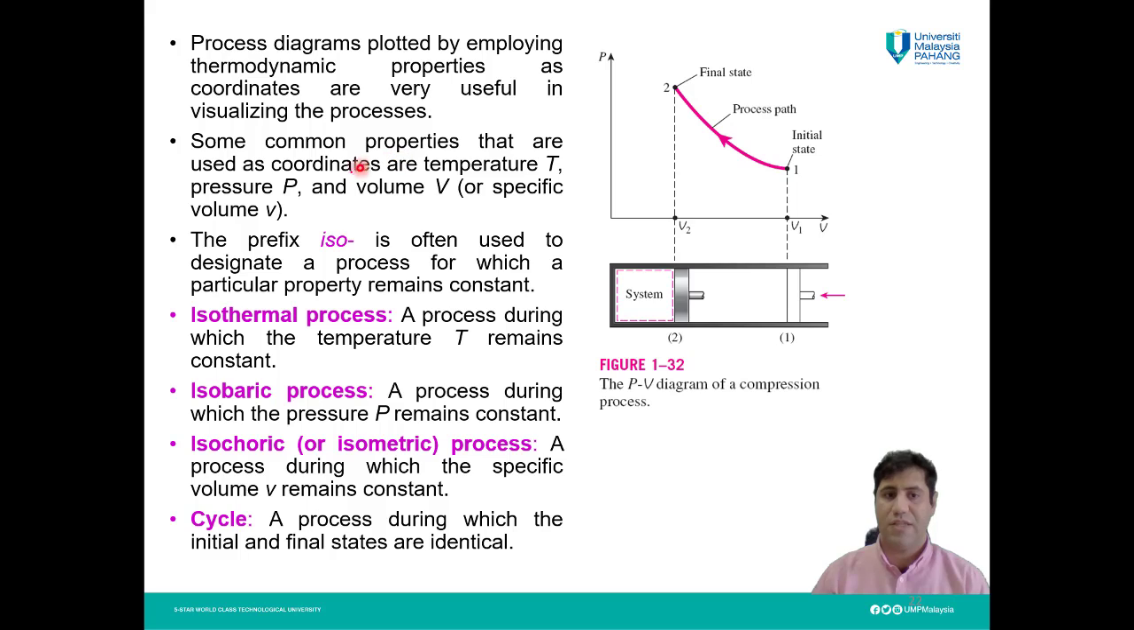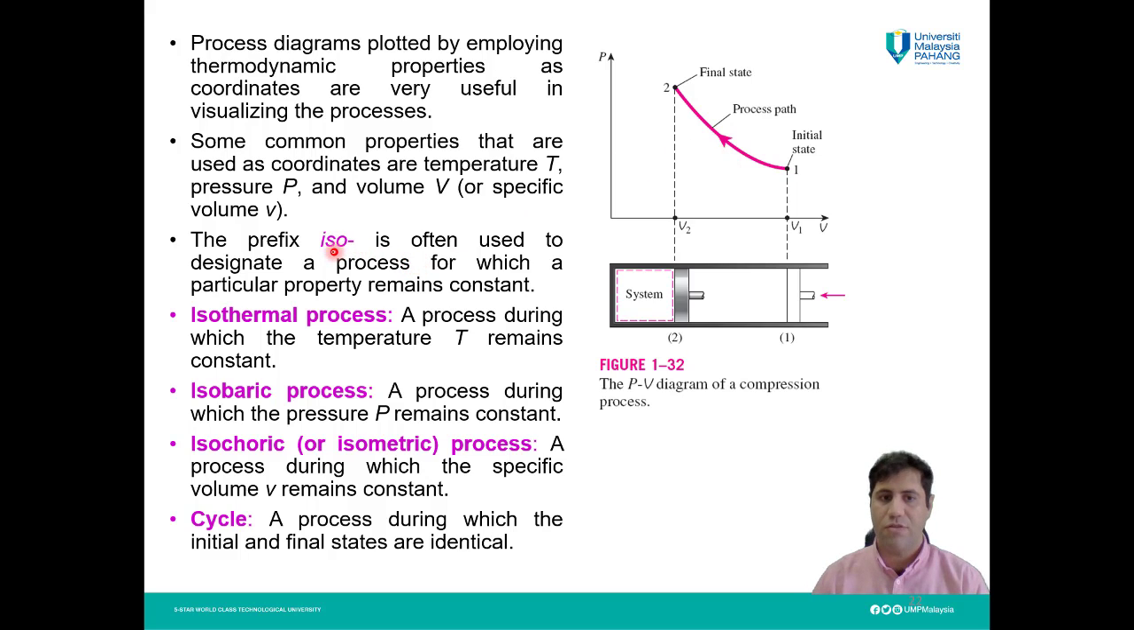And some common properties that are used as coordinates are temperature, pressure, and volume, or specific volume. Later we will see how to draw these graphs. The PV diagram is a very important diagram in thermodynamics. You should know how to draw it for different processes. Also the prefix iso, you will see this prefix for many of the processes. The process path depends on which type of process it is.